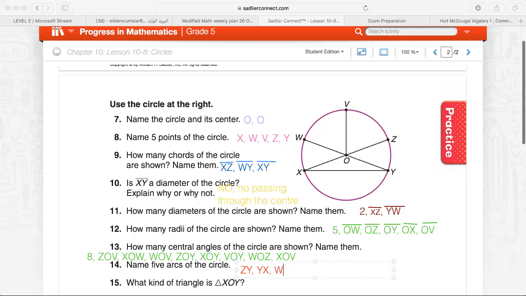WZ, yes, okay. And VZ. V and Z. Yes, excellent. And I want another one because they said 5. And WX. Thank you. And I must put the sign of the arc. I have to do arcs like this.